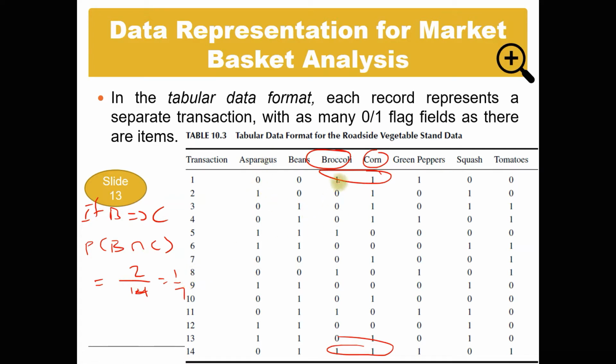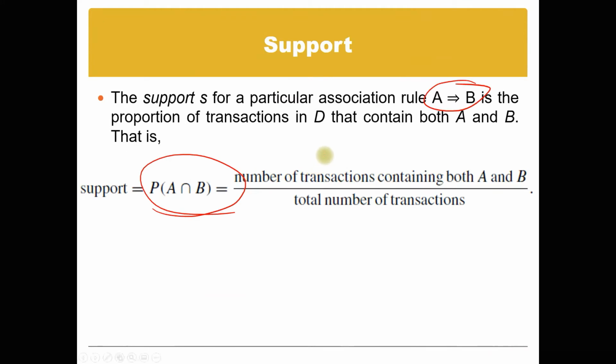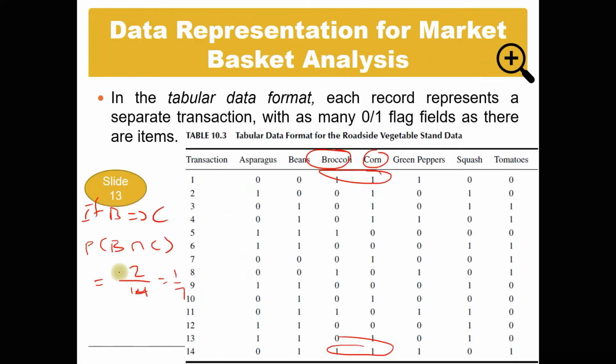So you get an idea of what the support is. But there is another term. This is what we call the support. Very easy. Now note something. If I say if B then C, the support is 1 out of 7.